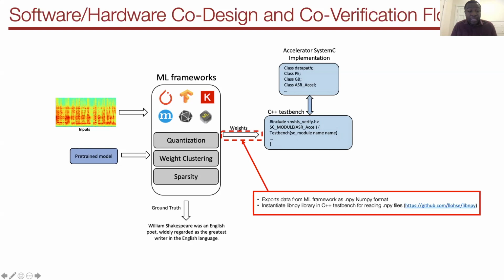Now, how do we send the weights to the HLS workbench? I think these ML frameworks, all of them should have a Python API. So we can use the NumPy Python package to export weights of the neural network in the .npy format. And then in the C++ test bench, we can instantiate the libnpy C++ library to be able to read NPY files.